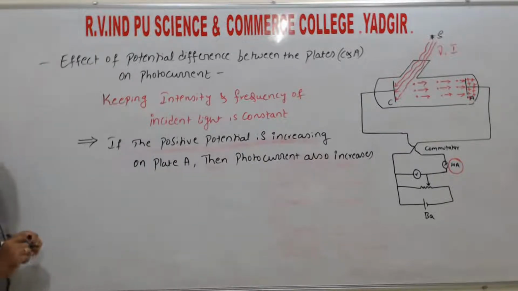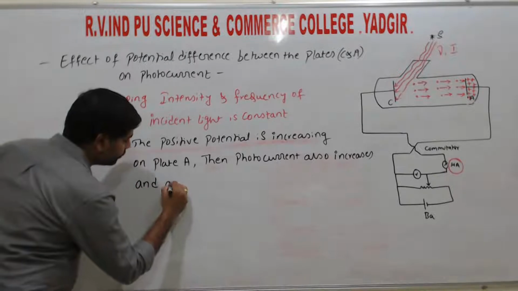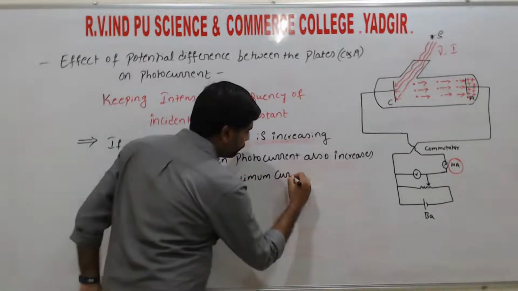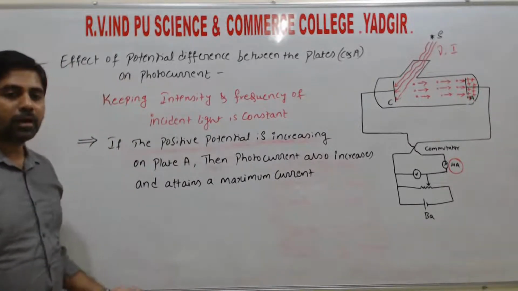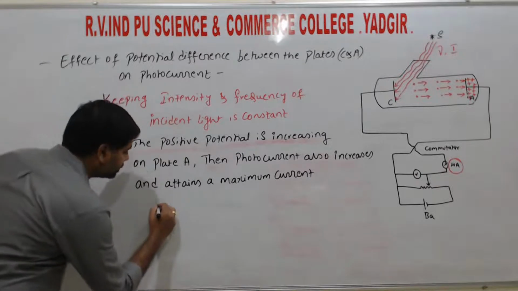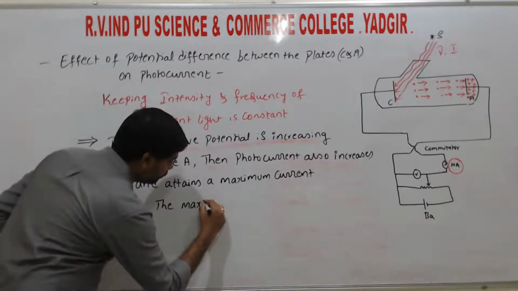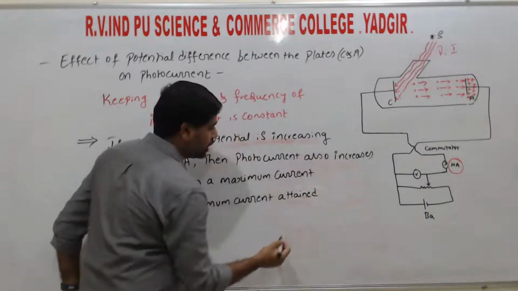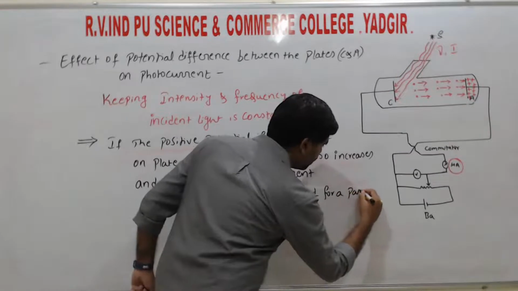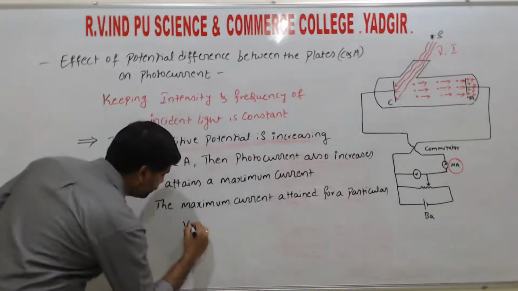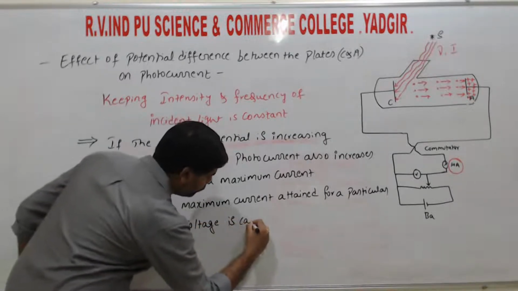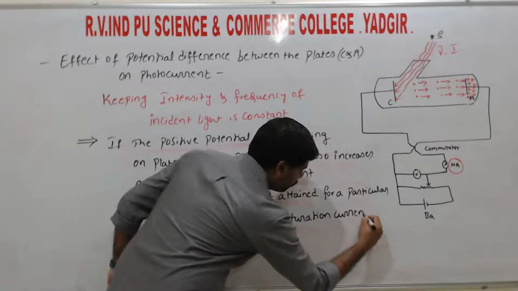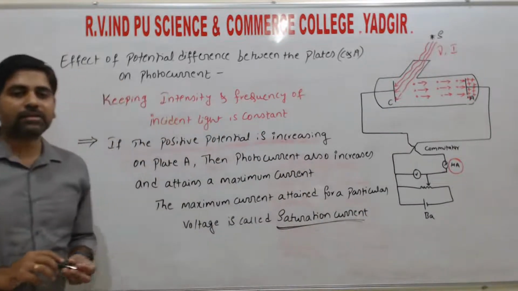Next, it increases and attains a maximum current. So the maximum current attained for a particular voltage is called saturation current, right? So that current we call saturation current.